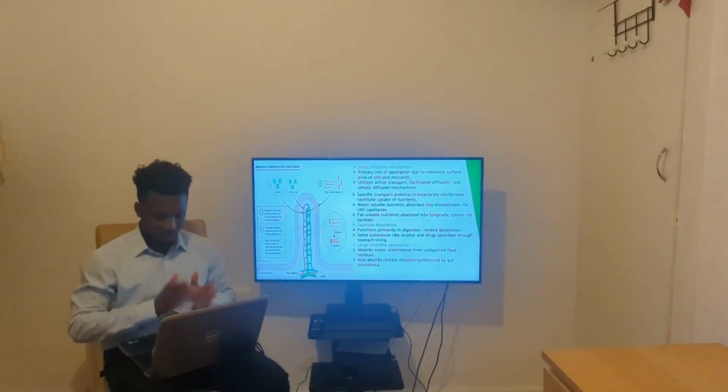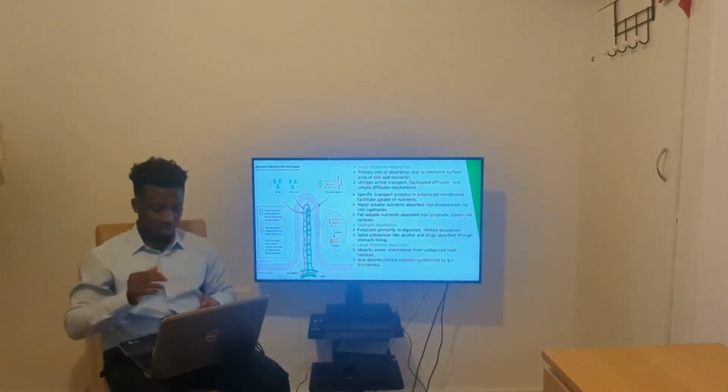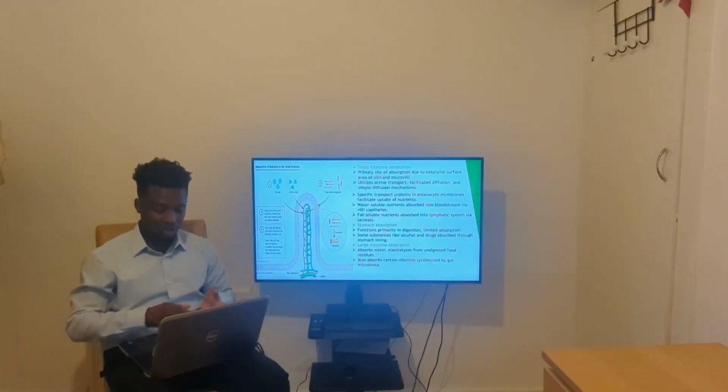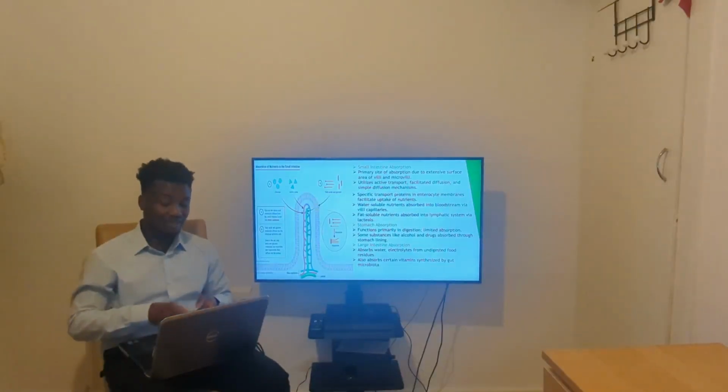Then the stomach's absorption. The primary function of the stomach is digestion, with limited absorption. Some substances like alcohol and drugs are absorbed through the stomach lining. Then large intestinal absorption. The large intestine absorbs water and electrolytes from undigested food remains. Also, it absorbs certain vitamins synthesized by gut microbiota.